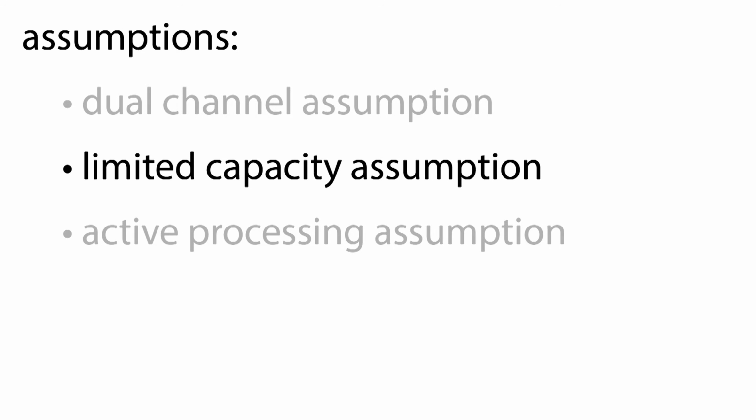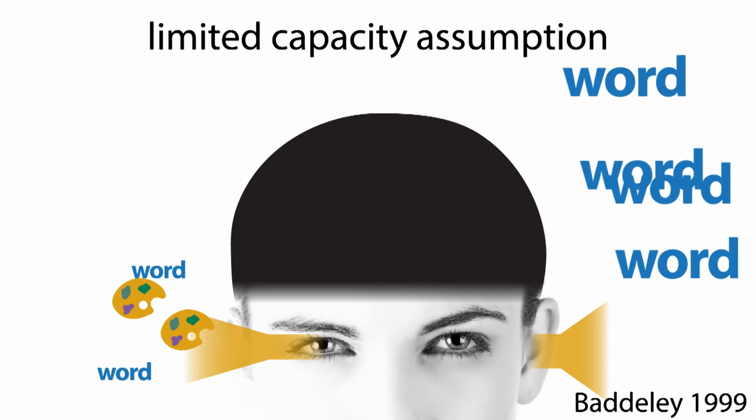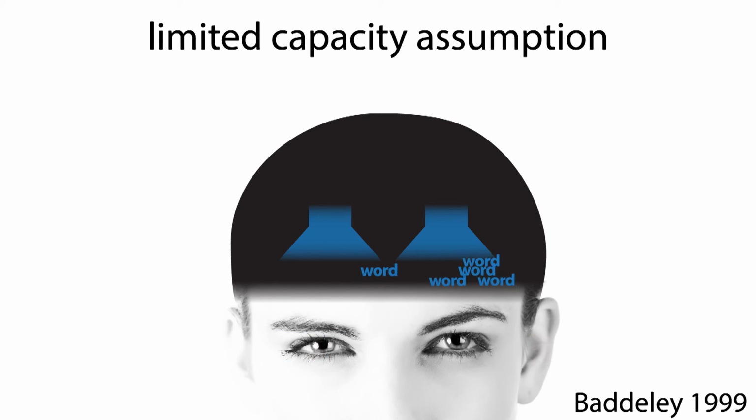Second, the limited capacity assumption states that any channel has a limited capacity for material at one time. The visual channel may be overloaded by putting both graphics and significant text on the screen at once. Likewise, asking the brain to process both written and spoken text at the same time is not ideal.